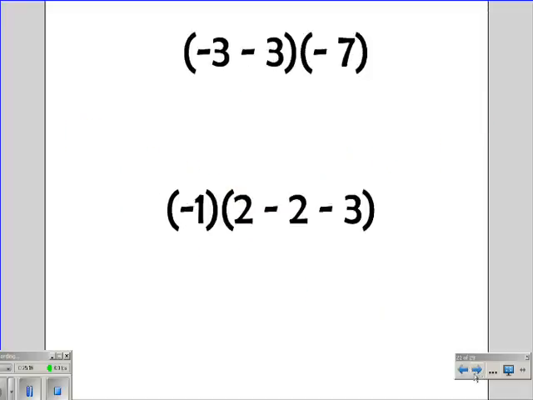Please try these next two problems and pause the slideshow so you can complete those.